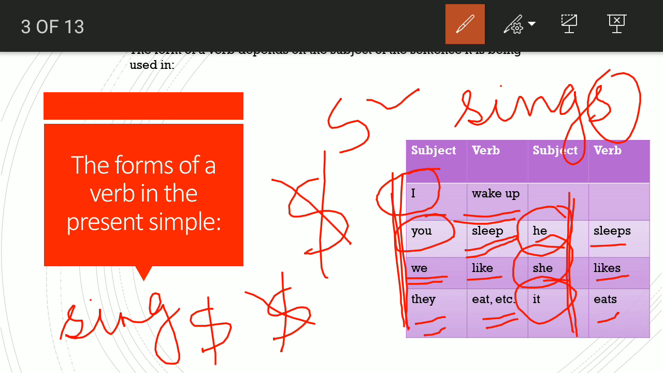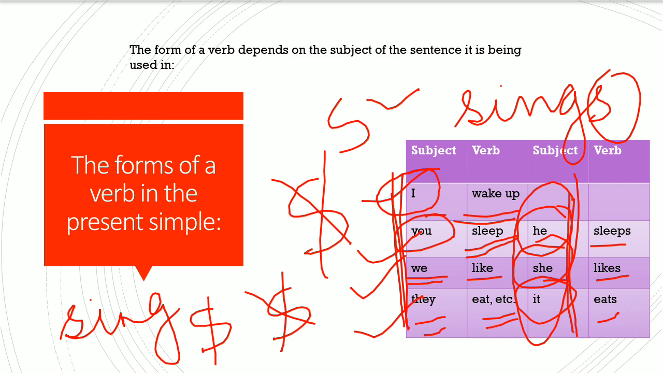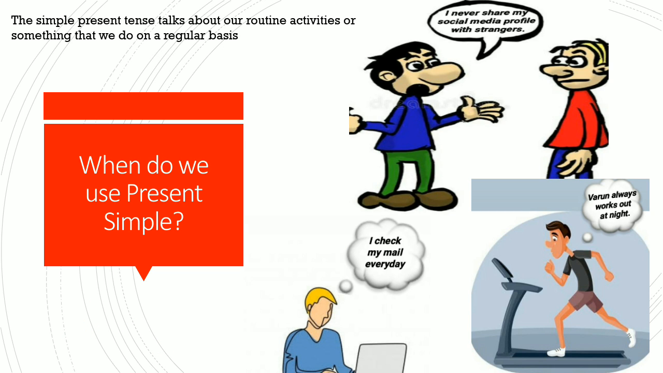When we talk about I, you, we, they and all the plural forms, we don't put S in the verb. But when we talk about he, she, it and all the singular forms, we put an S at the end of the verb. Okay? चलिए देखते हैं simple present tense हम कब यूज़ करते हैं.